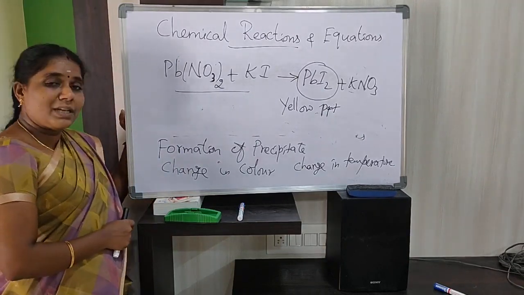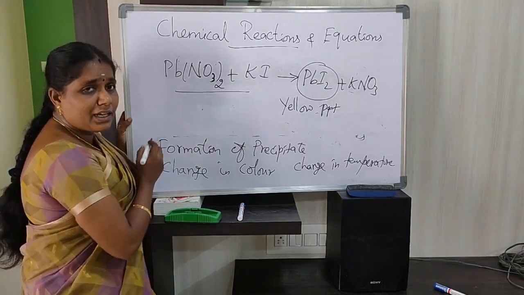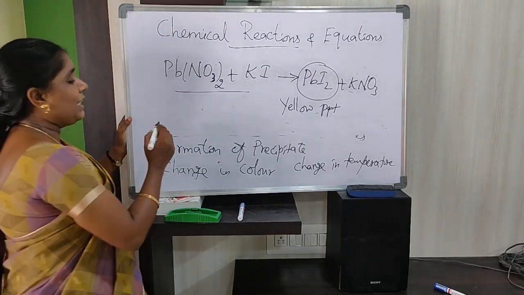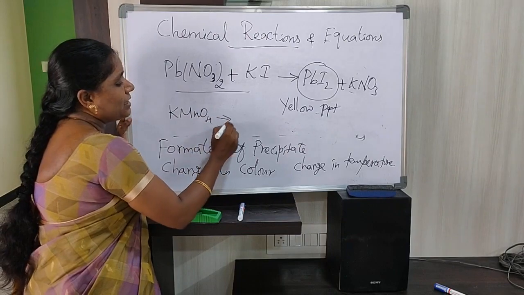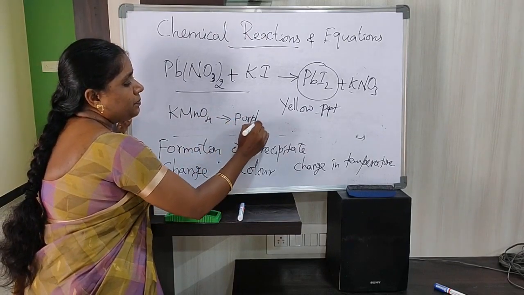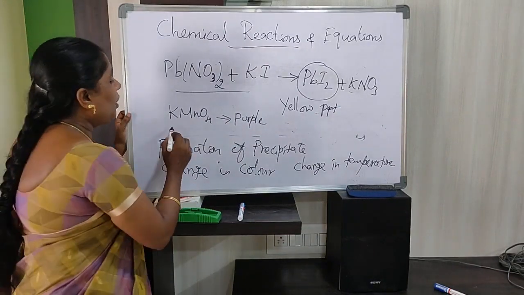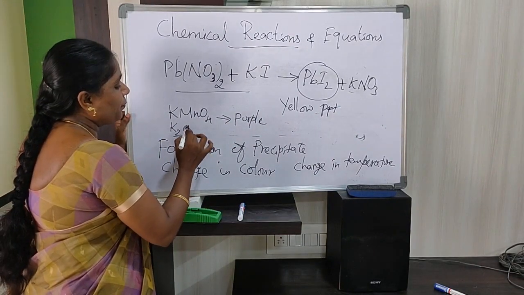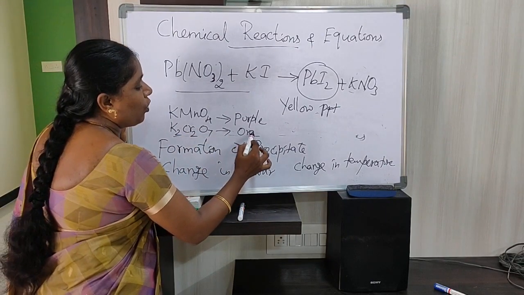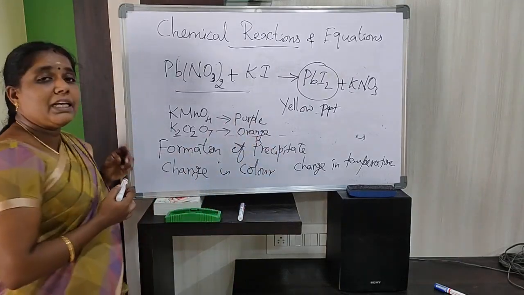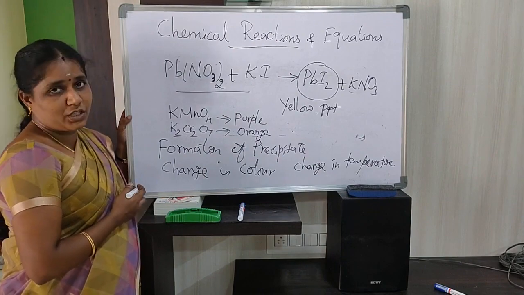And we have discussed some more examples. What's the color of potassium permanganate? It is purple. What's the color of potassium dichromate? K2Cr2O7. It is orange. The color of potassium permanganate is purple and potassium dichromate is orange.